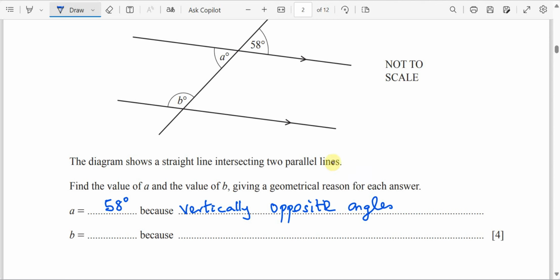Then for B, A and B are actually interior angles. So if you add A and B together, they should give you 180 degrees. Another way of doing this is getting this angle. This angle is going to give us 180 minus 58, and that is 122 degrees. So if you have your 122 degrees here with the B, these two angles are corresponding angles. So you can write 122 degrees as corresponding angles, or you write interior angles.